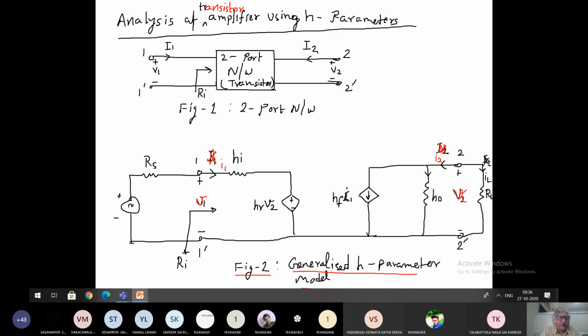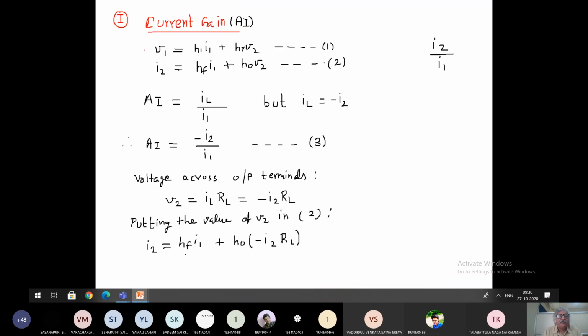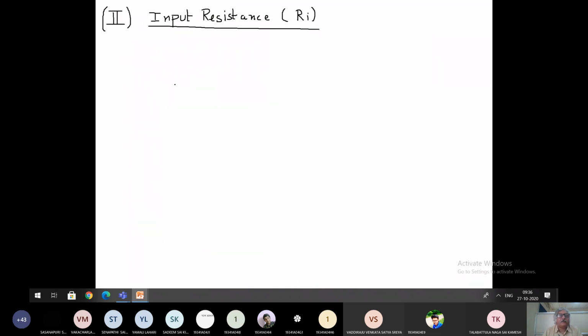So if you look from here, the input resistance will be V1 by I1. Okay. So Ri is equal to V1 by I1. Okay.